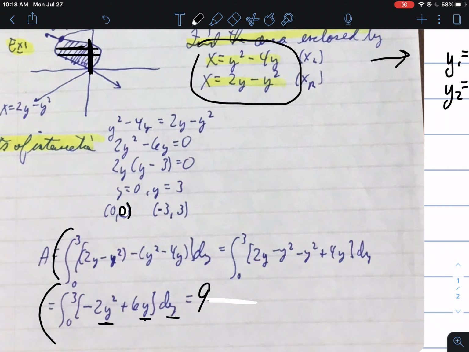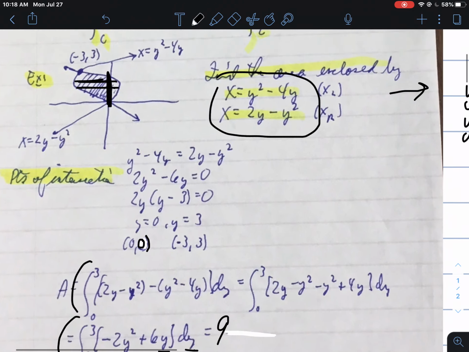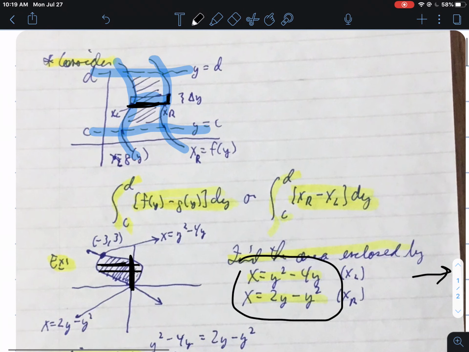So like I said, if that confuses you, and if you're not too comfortable with that, don't sweat it. I'm not going to ask you this on the final. But it does at least give you an idea of how this can be done with different orientations and different boundaries. Okay? And that's it for that section.